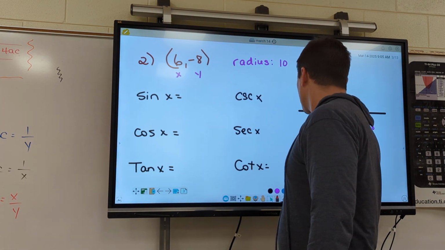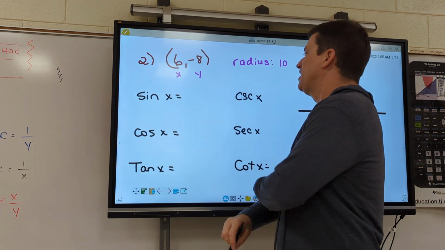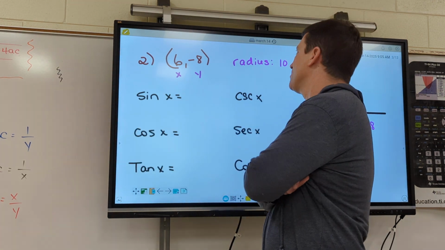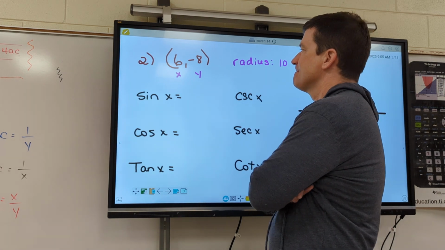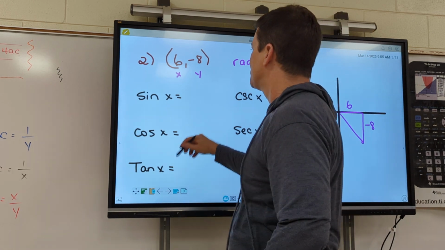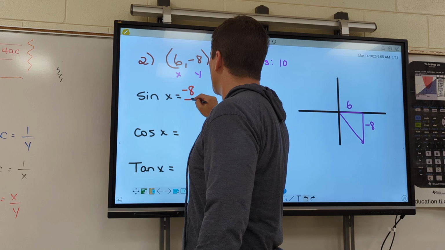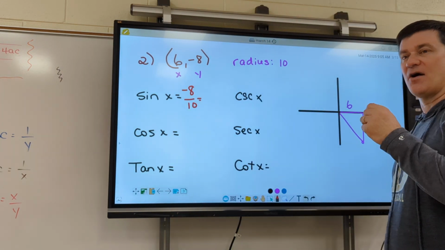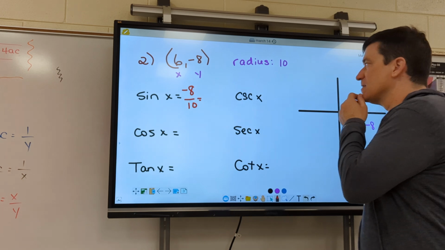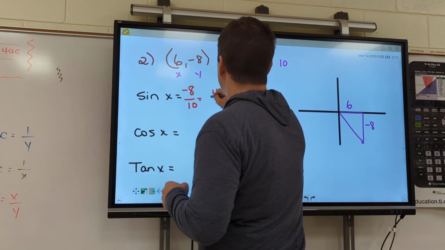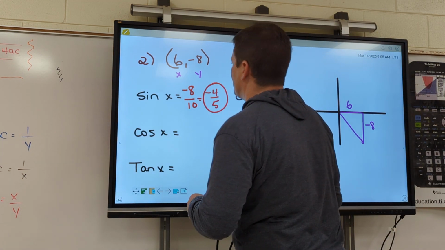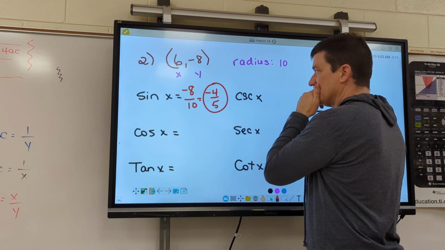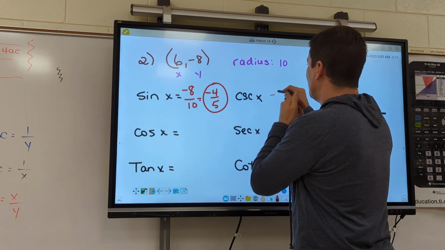The good news is, we won't have to deal with any square roots on this one. All right, Ben, give me my fraction for sine. Look at the formula on the board. Ben says negative 8 over 10. He's correct. Now, will that simplify? Put it in your calculator, hit equals. Negative 4 over 5. So if sine is negative 4 over 5, what's the one right across from it, cosecant? Negative 5 over 4. You just flip them, right?